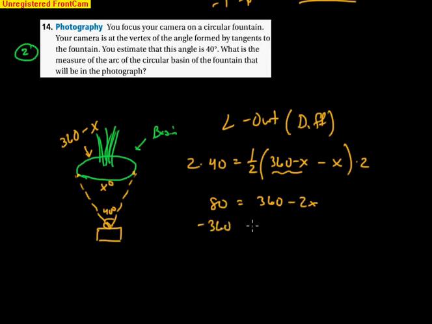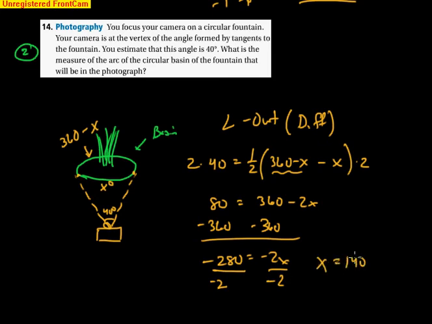Subtract 360 from both sides. We have negative 280 equals negative 2x, and divide by negative 2. And we get an x value of 140. So what is the measure of the arc that the camera sees? 140 degrees.